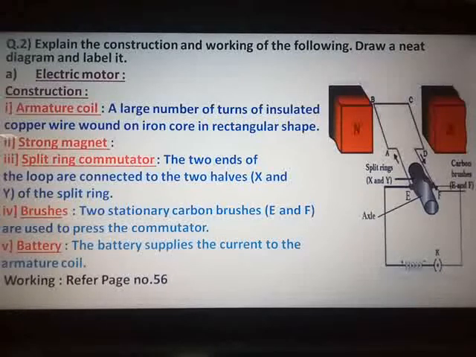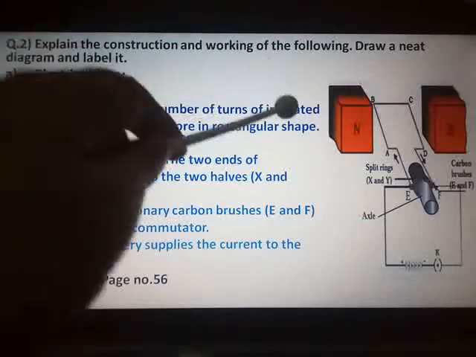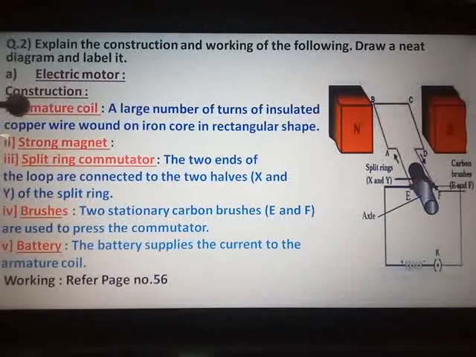So the first part is construction, electric motor. All of you refer to page number 56. Construction, as I have told you, you have to write in your own words looking at the diagram. The first part in it is armature coil. Second is strong magnet. Third is split ring commutator. Fourth is brushes and fifth is battery. And for each part you have to provide an explanation.